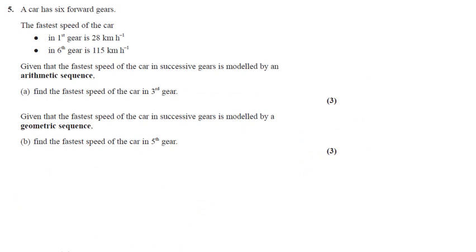Question 5. Okay, so we're told the car has 6 forward gears, first to 6th gear, and the fastest speed in each gear is given there. So first of all, we're told that the fastest speeds in each gear is an arithmetic sequence. So in an arithmetic sequence, the nth term is the first term plus n minus 1 times the common difference d. So in this sort of question, we just write down what we know. So u1 is equal to, well, 1 minus 1 is 0, so u1 is just the first term, and that's equal to 28.